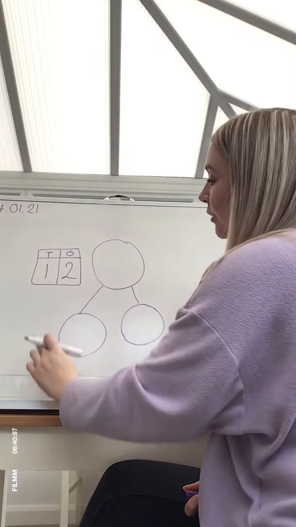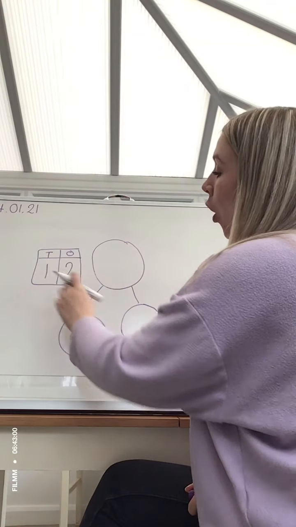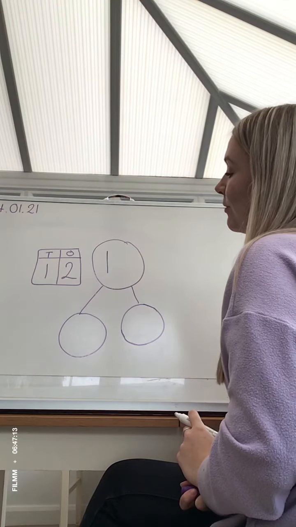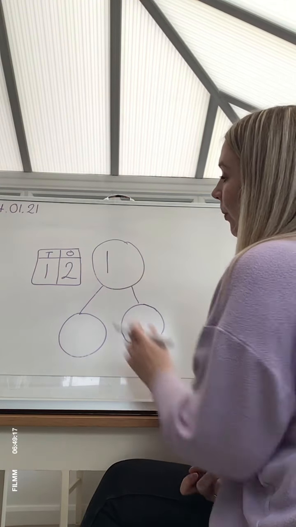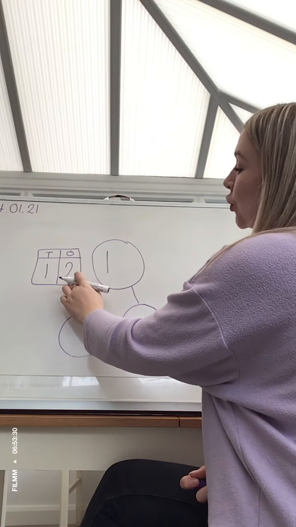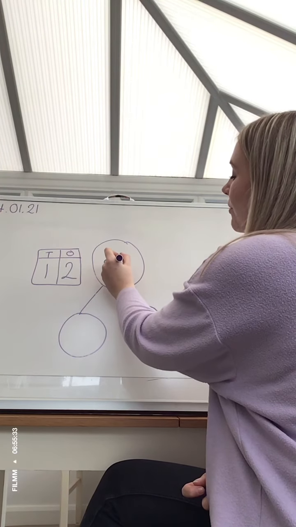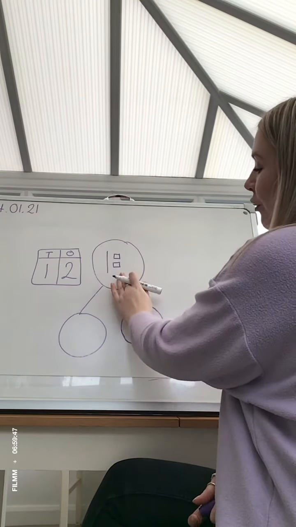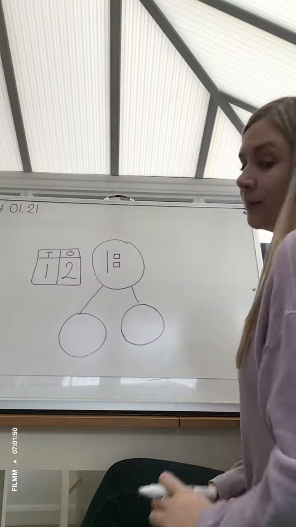Looking at my place value chart, I can see that there is one group of 10. So I need to draw one 10 stick to represent one group of 10. I'm now looking at my ones and I can see that there are 2 ones. So I'm going to represent that pictorially by drawing 2 ones. I've now represented the number 12.